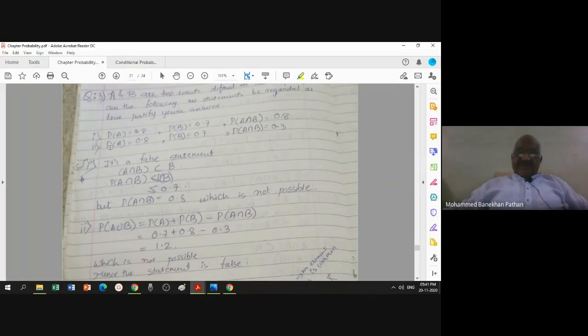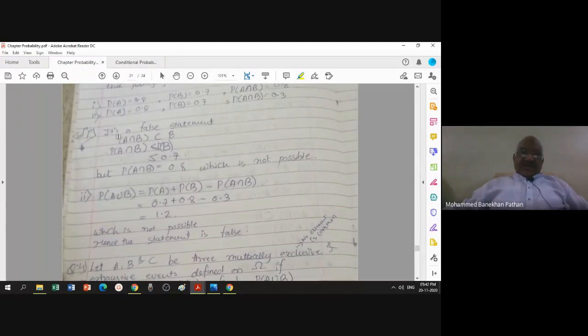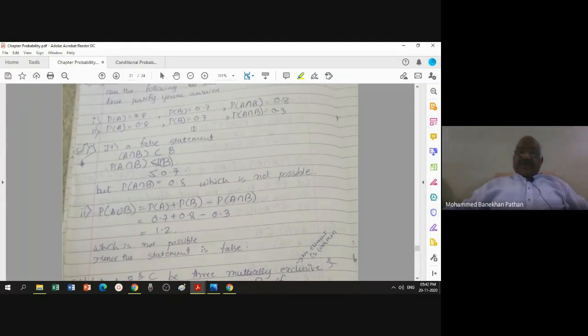Next information is P(A) = 0.8, P(B) = 0.7, and P(A ∩ B) = 0.3. If you look at this, it seems very easy to say that both statements are true, but that is not happening. First, it is a false statement. Now, why is it a false statement?